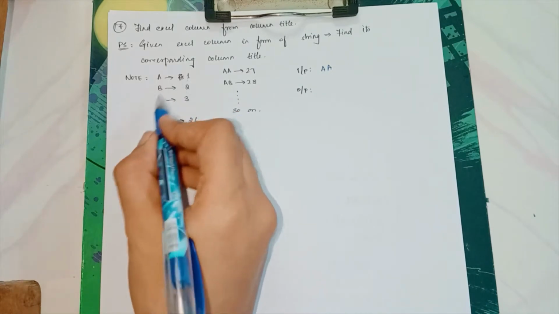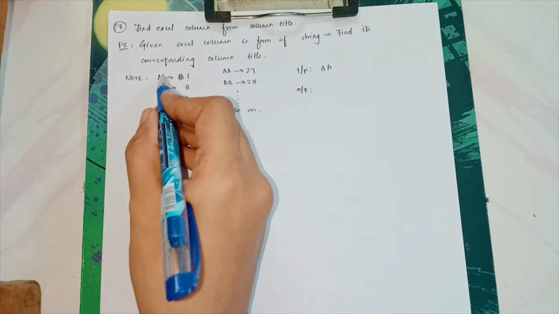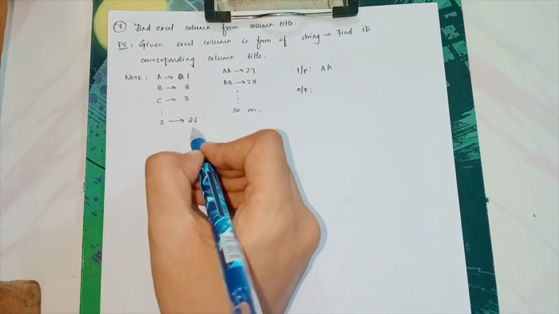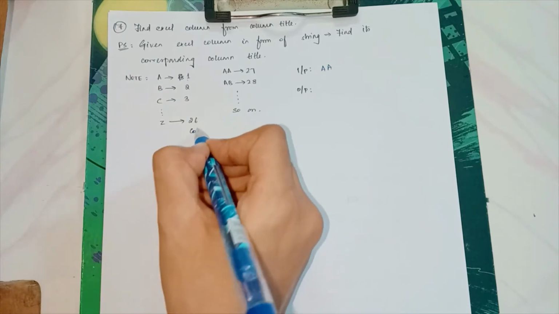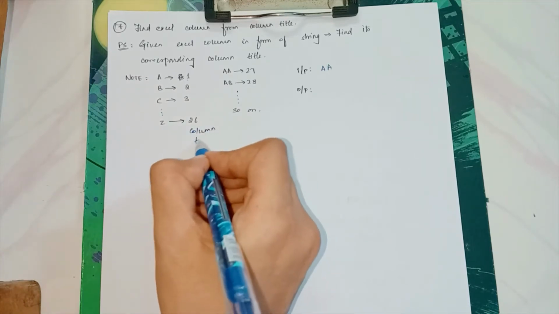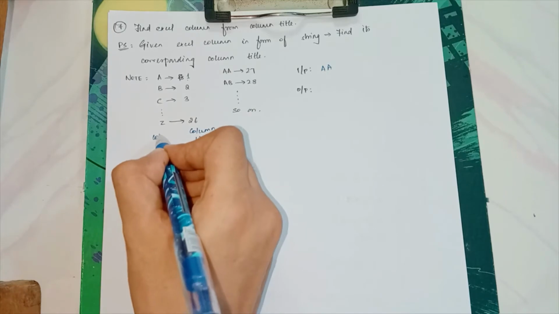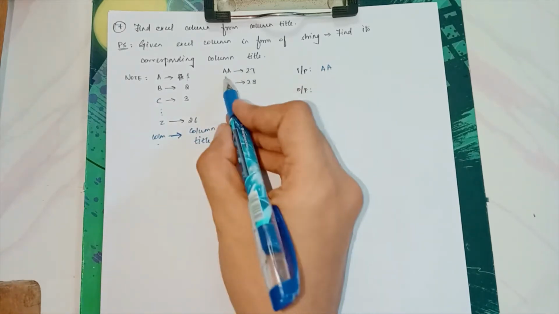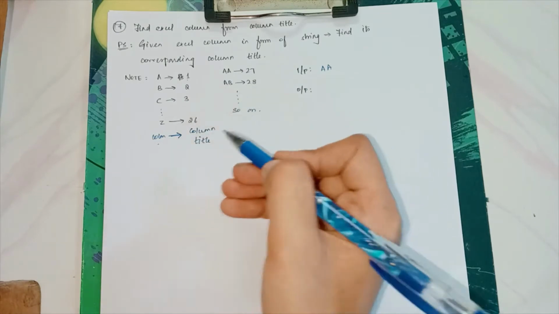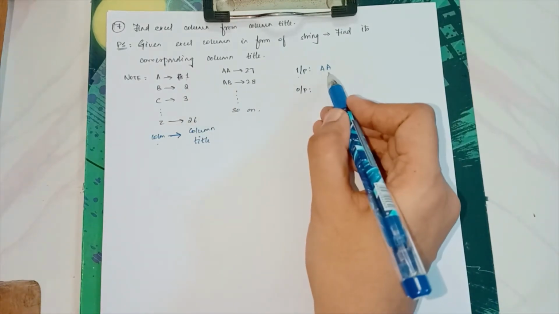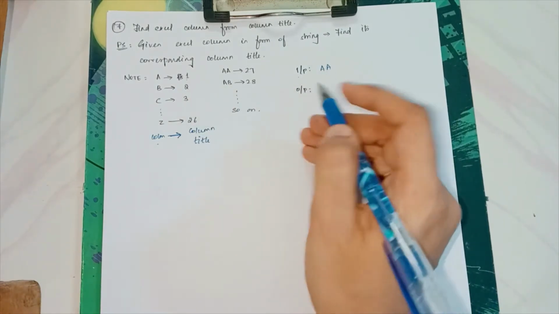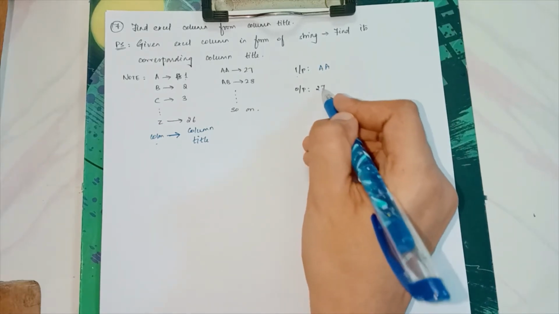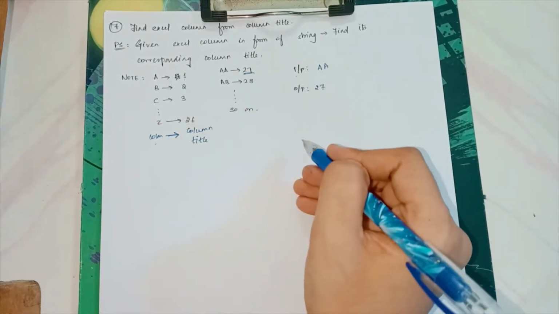A is 1, B is 2, C is 3. These are my Excel column titles, and this is the corresponding column number. So for AA it's 27, AB it's 28. So when the input is a string, something like AA, what should the output be? The output must be the corresponding column number, that is 27.